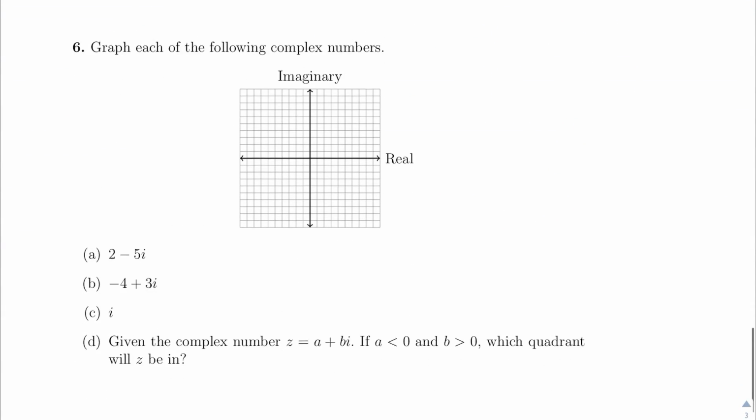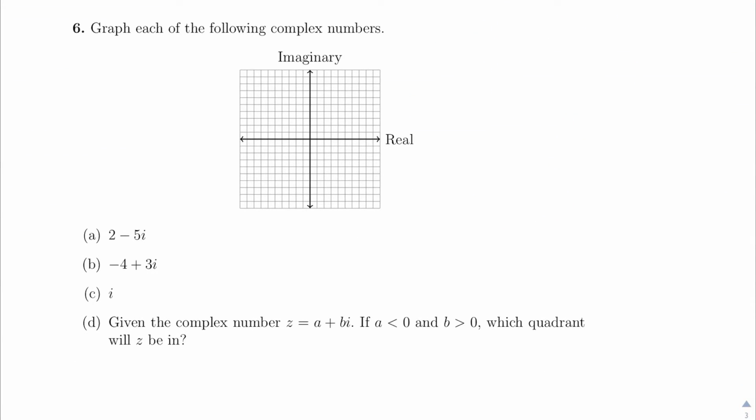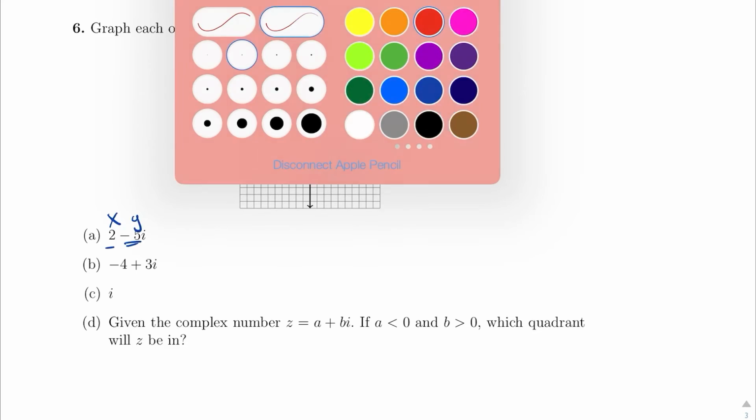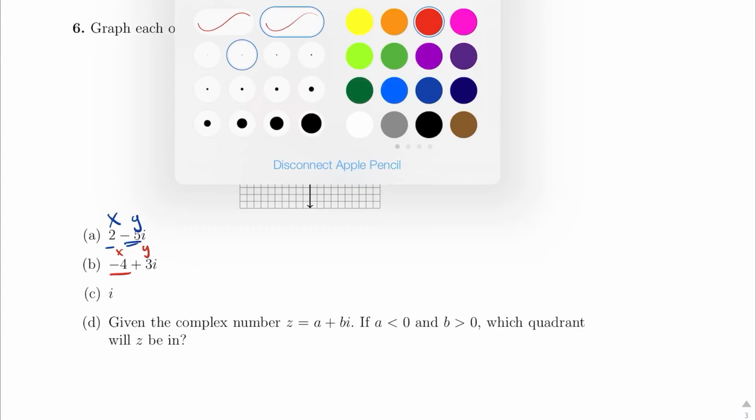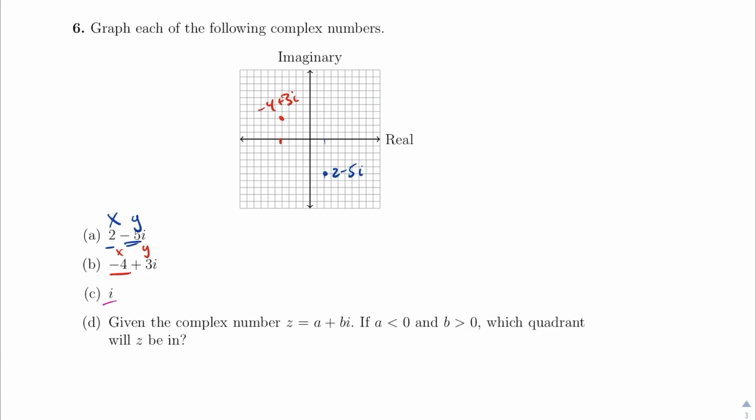Graph each of the following complex numbers. So remember, you graph the real part as the x-coordinate, and then the imaginary part as the y-coordinate. So we go right 2, down 5. This is 2 minus 5i. Back 4 for the x-coordinate. Up 3 for the imaginary coordinate. i is just 0 in the real direction, and then 1 up. So this is i right here.